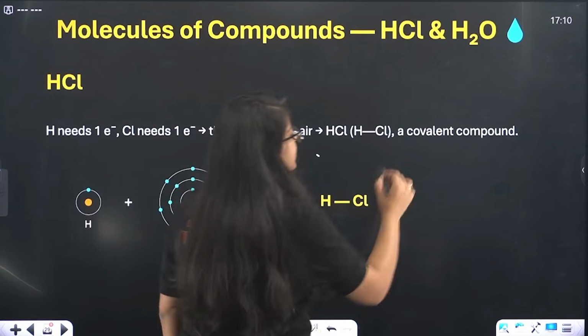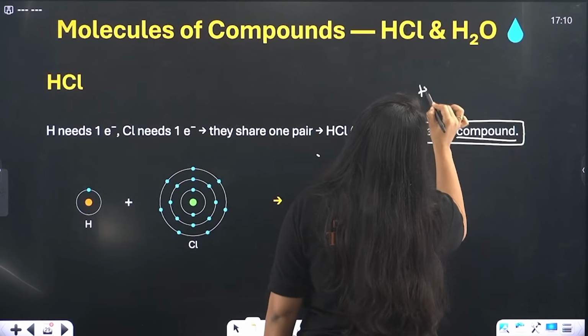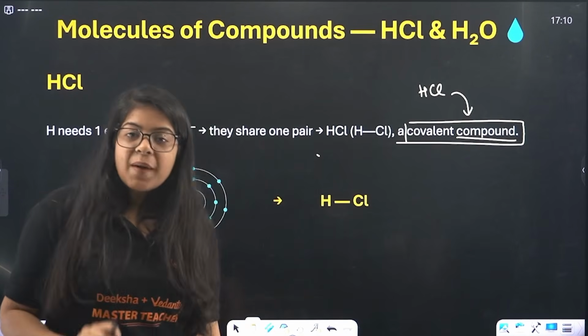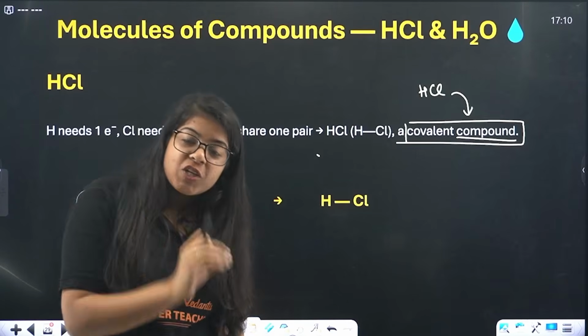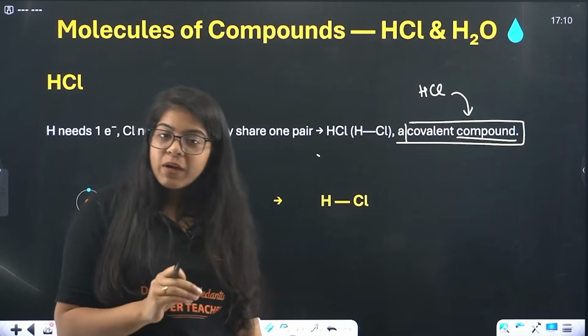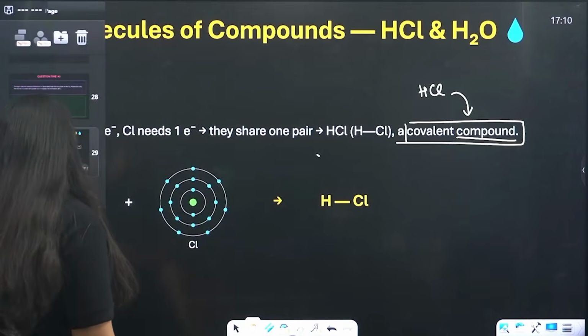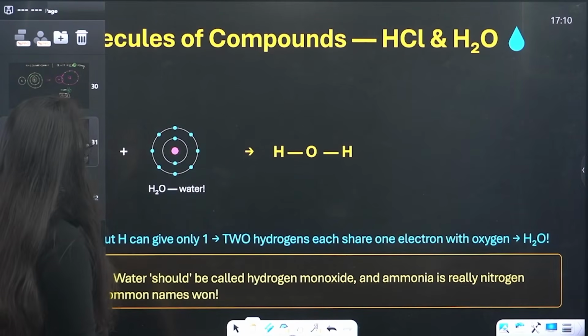Now, this is not a molecule, it is a compound. So HCl, beta, is now a covalent compound, because they shared 1 electron each. Done? Great. Now let's talk about the next compound, that is our water, right? Now again beta, water has what? H2O, that we know, right?